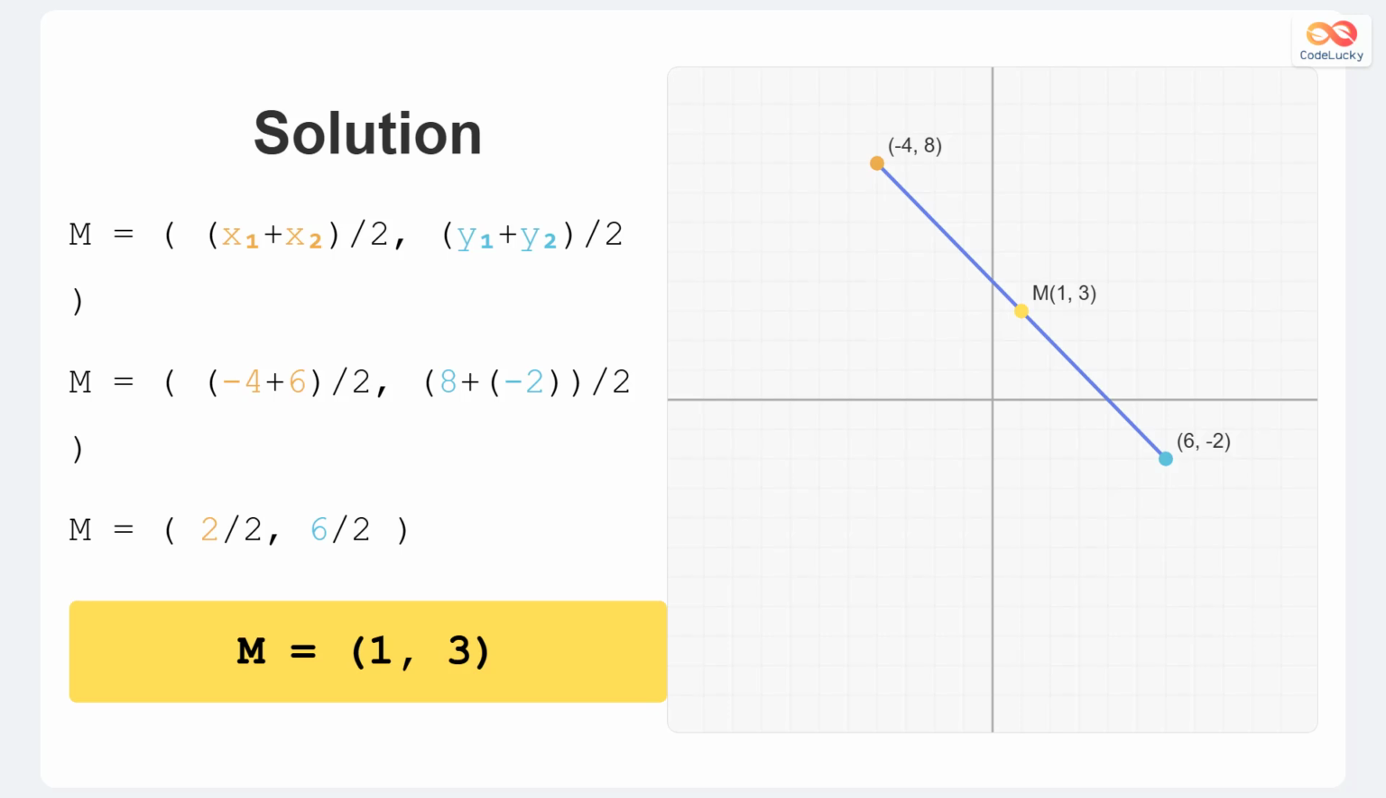Let's solve it. For the x-coordinate, we have -4 plus 6, which equals 2. 2 divided by 2 is 1. For the y-coordinate, we have 8 plus -2, which is 6. 6 divided by 2 is 3, so our midpoint is 1, 3.